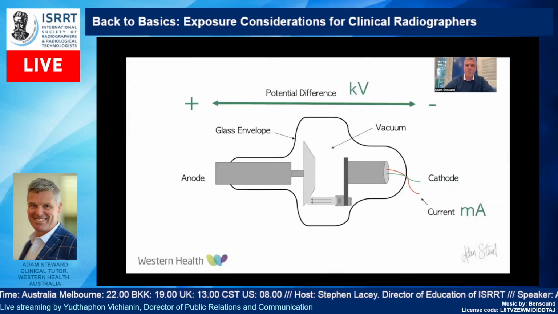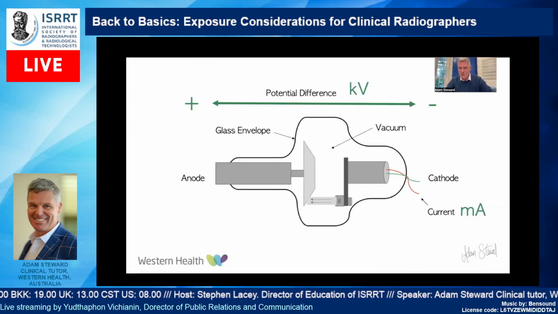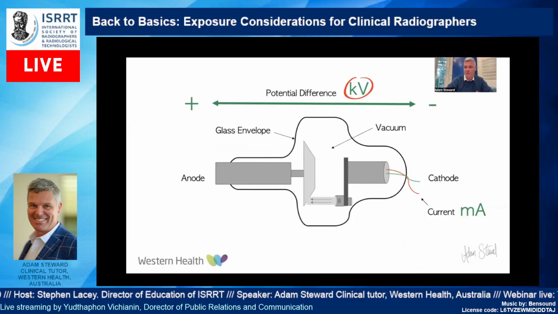There you go. Towards the anode. Now, they're going to accelerate towards the anode because there's a potential difference. The electrons are negatively charged. They're going to attract towards a positively charged anode. And they're going to accelerate at a rate really dependent on our KVP and the potential that we set. The higher the potential, the faster they'll accelerate, and the lower, vice versa.